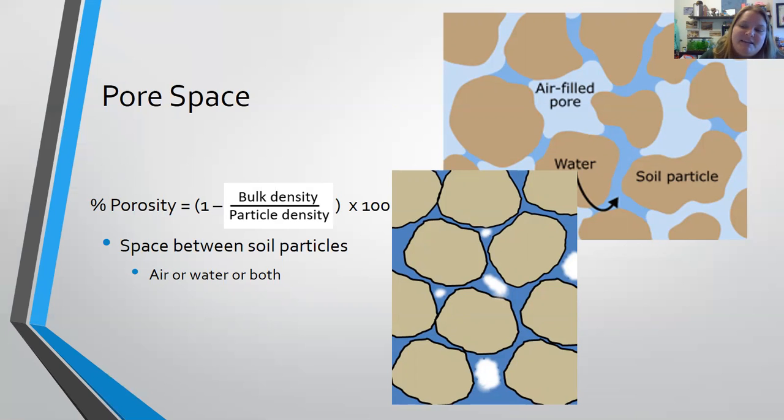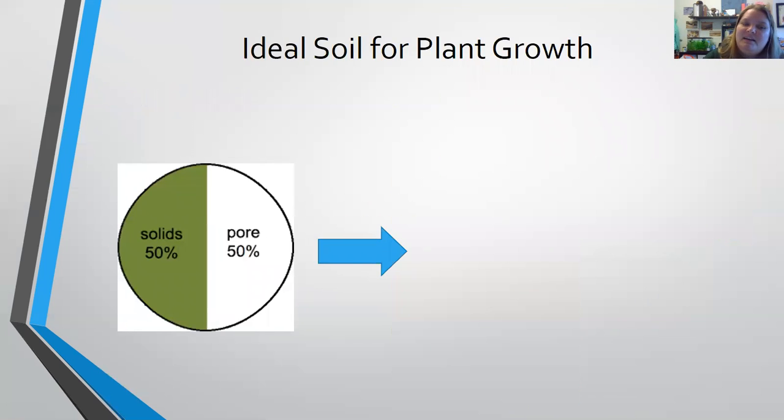So if both bulk density and particle density are known, the total porosity or the total pore space can be calculated with this equation here: 1 minus bulk density divided by particle density, and then times 100 to get to a percent. And you can then use that to determine if you have a soil that's going to be good for growing plants on. So hopefully you remember, we've hit on this a couple of times, that the ideal soil for plant growth is 50% solid and 50% pore space.